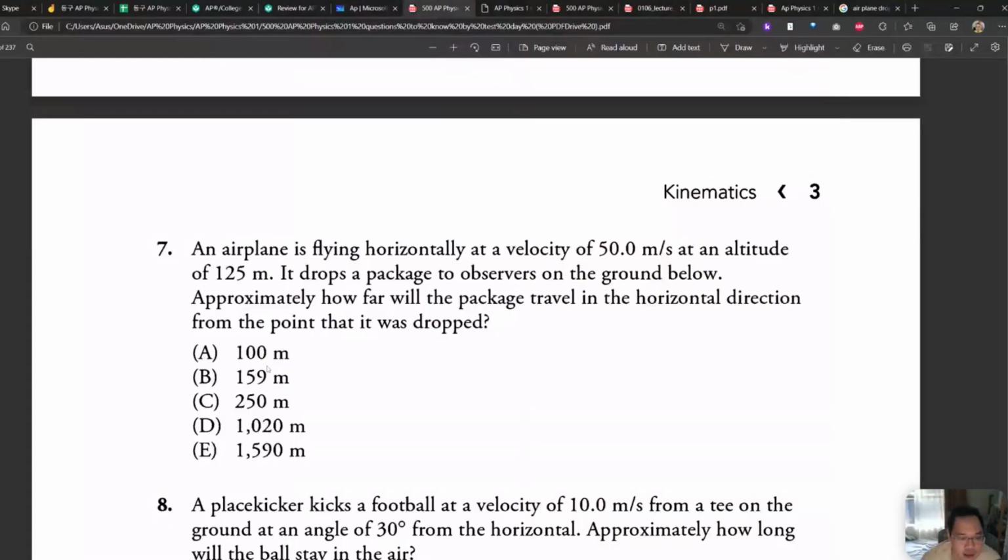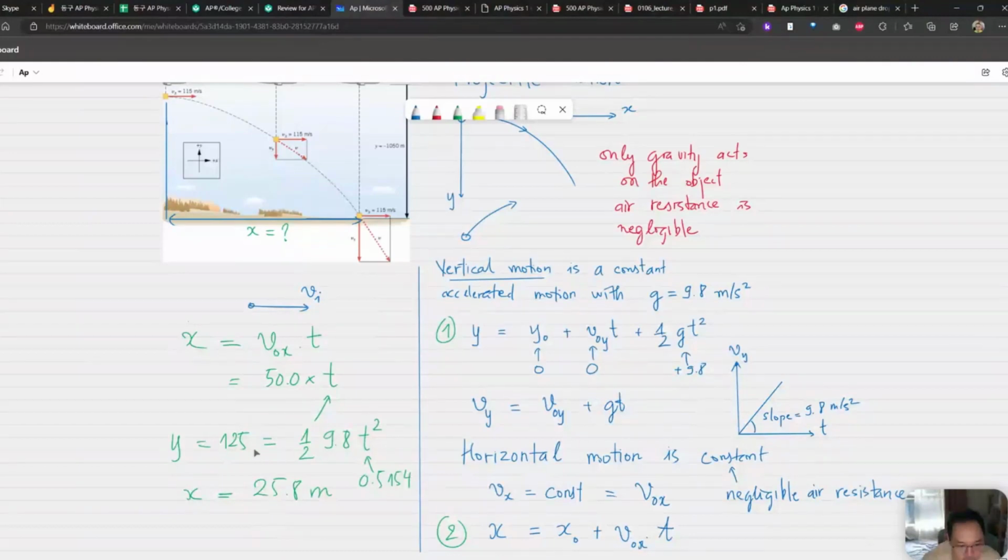And so the answer of this is no answer. Sorry, there's something wrong. Let me calculate the time again. 125 multiplied by 2 and then divided by 9.8, and then square root. Okay, sorry, my fault. The time is 5.05 seconds, and plug back into the initial equation for the distance x.